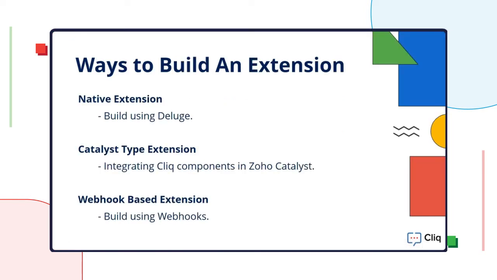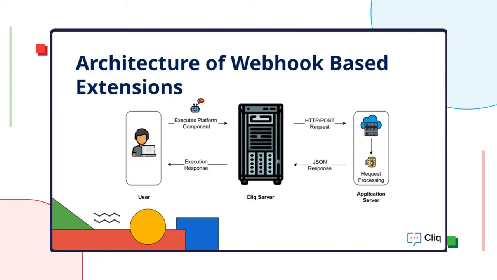Cliq extensions can be built in three ways. The first option is using Deluge, which is Zoho's own coding language. The second option is by connecting with Zoho Catalyst, which is a serverless cloud platform. The third and final option is by connecting to cloud platforms using webhooks. In this video, we are going to discuss how to create a Cliq extension using this method, which is using webhooks. This slide shows how webhook-based extensions work behind the scenes.